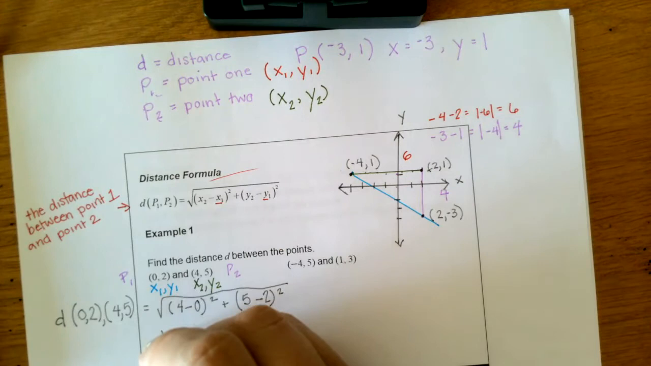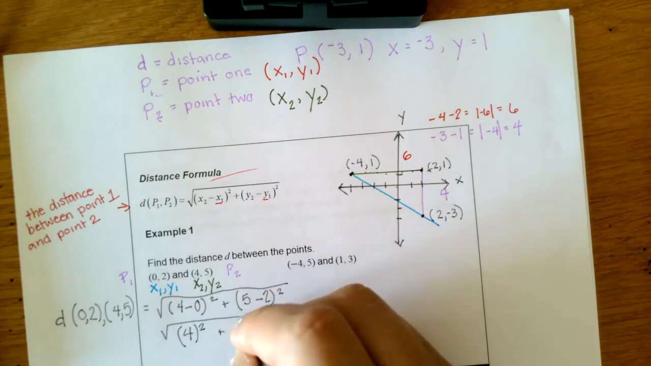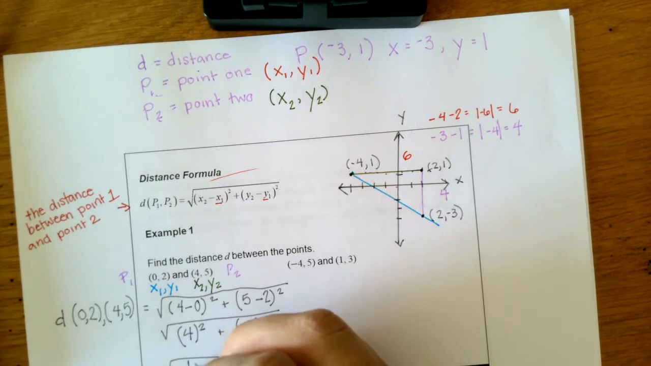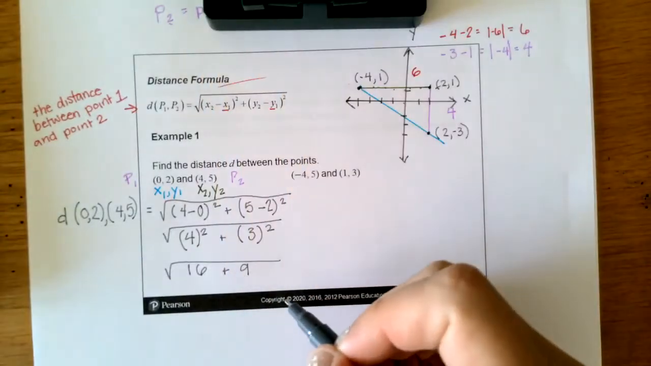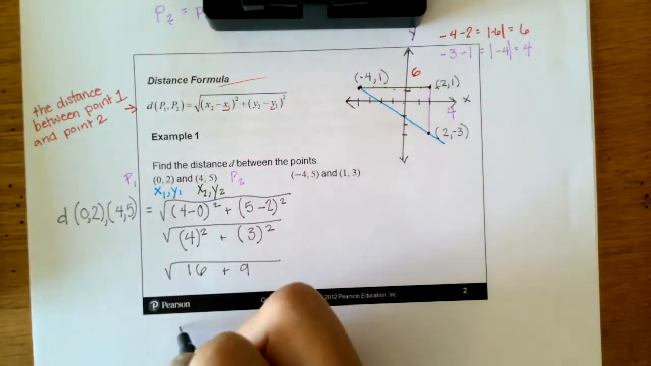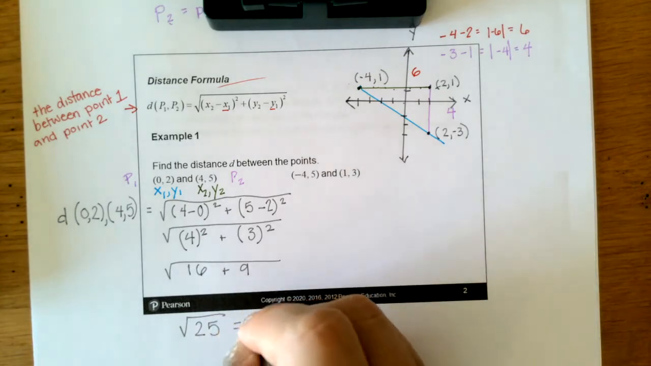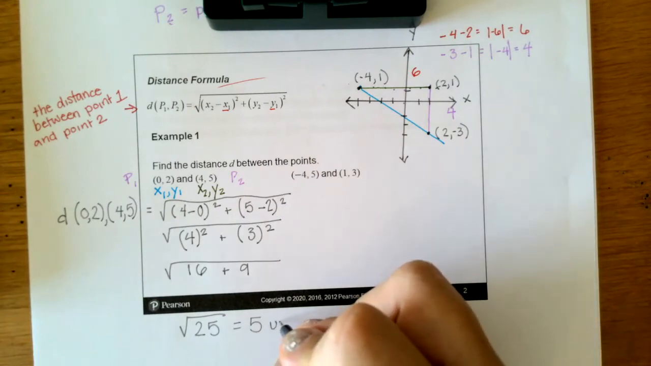Good. 4 minus 0 is 4 squared. 5 minus 2 is 3 squared. 4 squared is 16, right? 3 squared is 9. Oops, sorry, always going off the page. 16 plus 9 is 25. What's the square root of 25? It's 5. So the distance between these 2 points is 5, and we could say units.